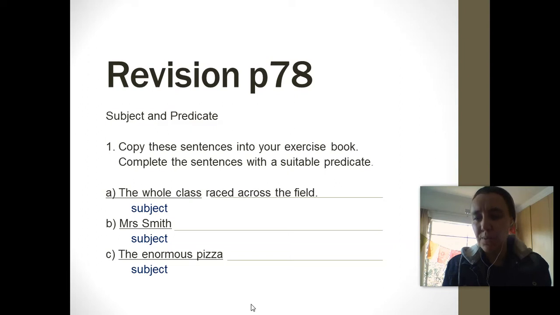I've done an example for you. You can take down my example if you want an additional example. I said the whole class raced across the field, full stop. Good. And you're also going to take color or a pencil and underline or put a bracket underneath and label that as the predicate. Good. And you're going to make sure you do the same for all three sentences. Make sure you start with a capital and end off with a full stop or an exclamation mark, or whatever it happens to need. Good.